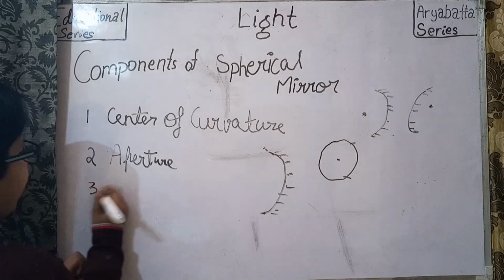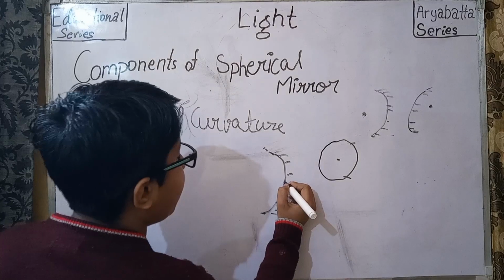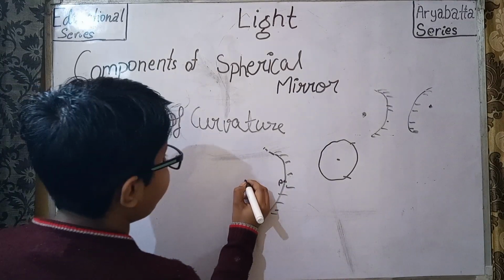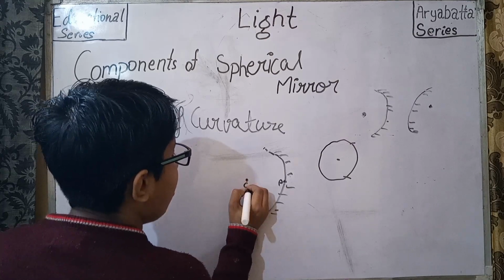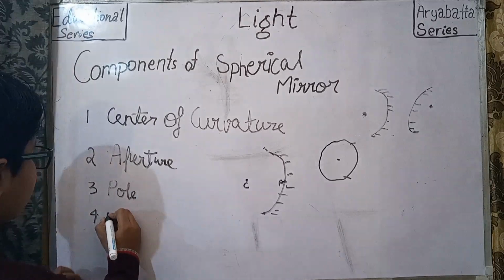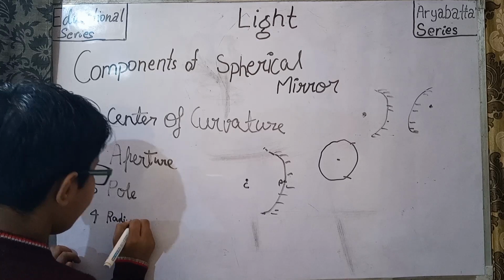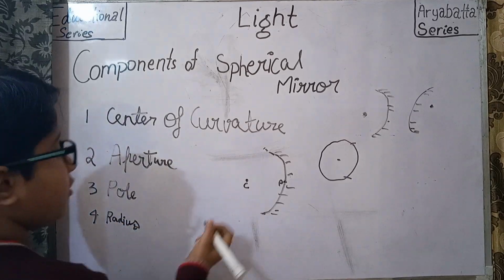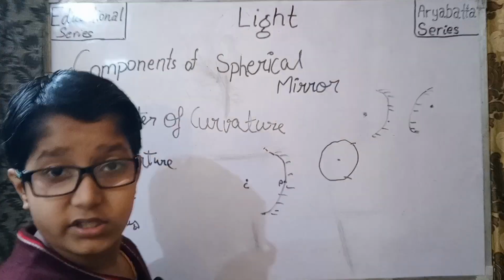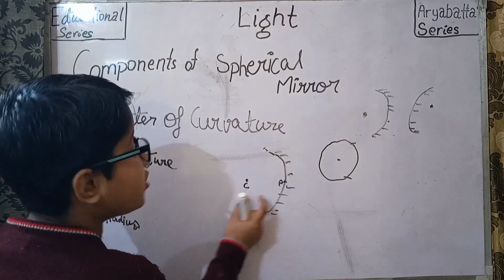The third component is known as the pole. The center of the aperture is known as the pole. It is exactly in front of the center of curvature. The fourth is radius. Radius is the radius of curvature. It is a point to be noticed that radius is the distance between the center of curvature and the pole.